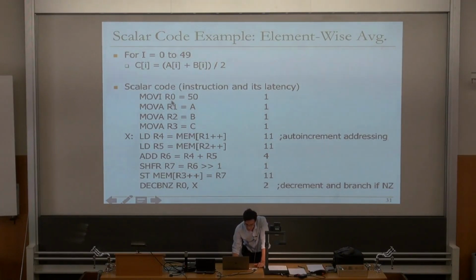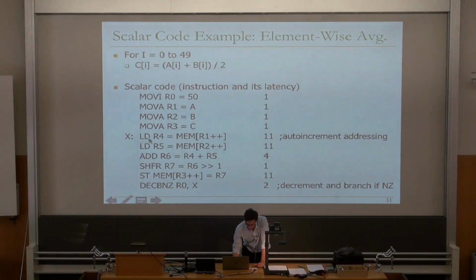So the first instruction is move immediate. We are storing in register R0 the value 50, because it's the number of iterations that we will carry out for this loop, exactly the number of iterations that we have in our original high-level code. Then in registers R1, 2, and 3, we store the addresses of arrays A, B, and C. And then here, we start the loop that will be executed 50 times.